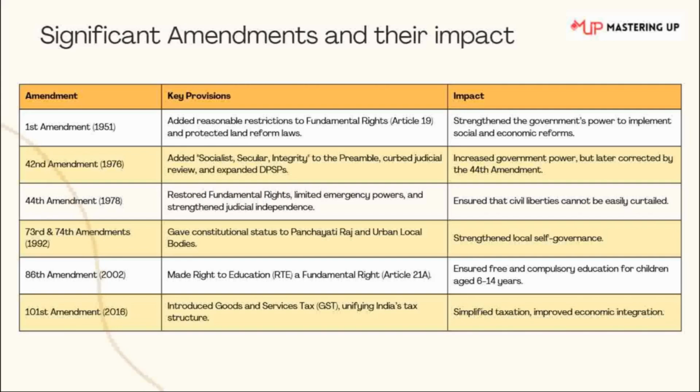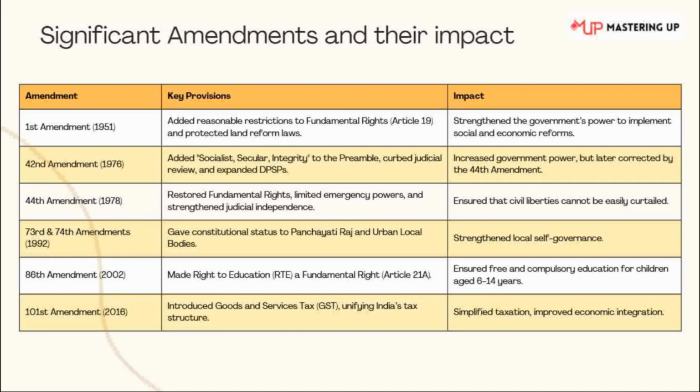42nd Amendment 1976 added socialist, secular, integrity to the Preamble, curbed judicial review and expanded DPSP, which increased government power but was later corrected by the 44th Amendment. 44th Amendment 1978 restored fundamental rights, limited emergency powers and strengthened judicial independence, which ensured that civil liberties cannot be easily curtailed.